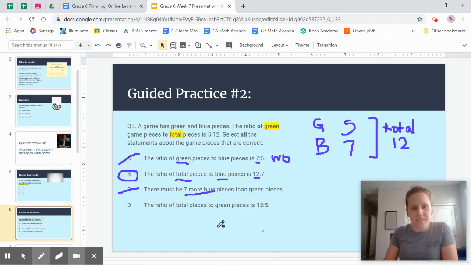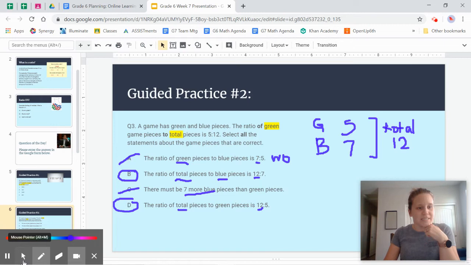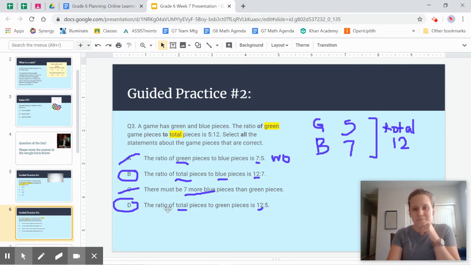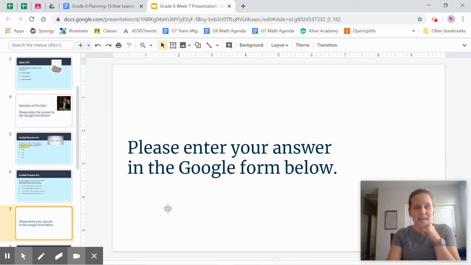Okay, last answer choice. The ratio of total to green is 12 to 5. What do you think? Yes, I agree. D is correct. On your paper, please make sure you have answer choices B and D selected. Nice work. Okay, please enter the answer in your Google form. This is guided practice question number 2.